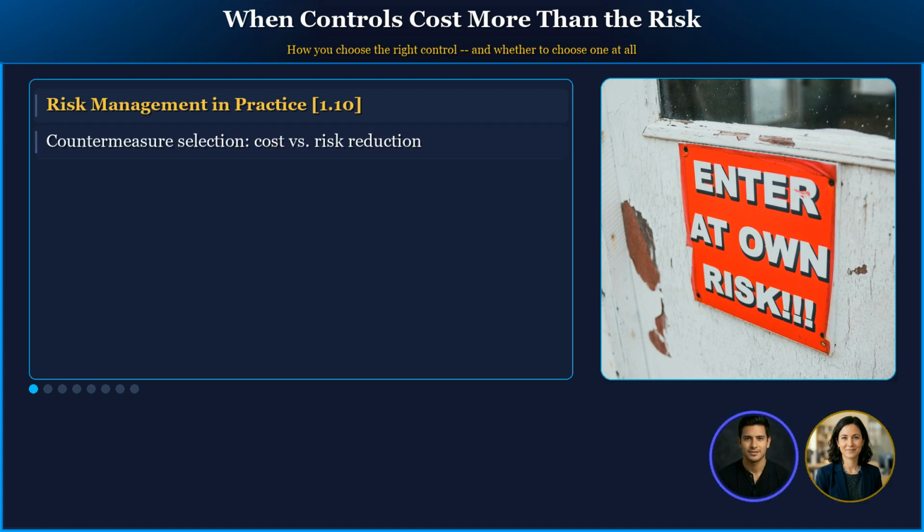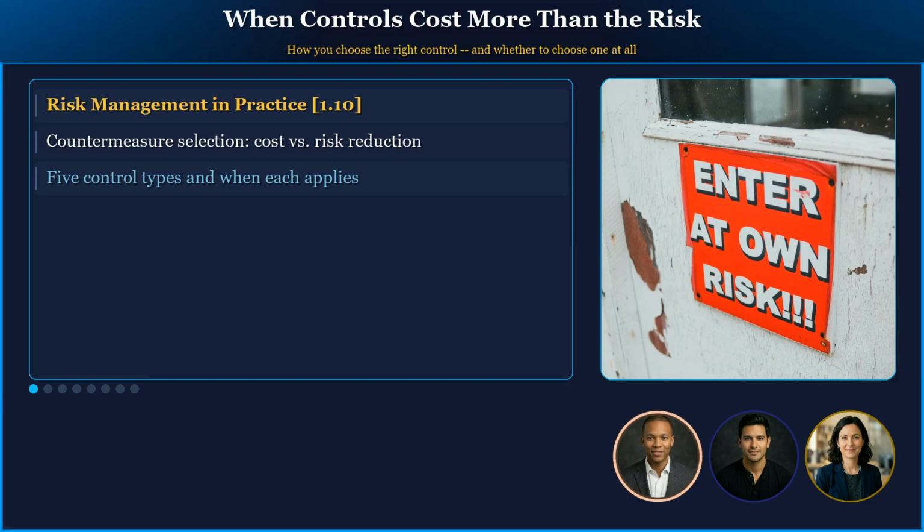That is the trap the exam is waiting to spring. Most candidates can calculate annualized loss expectancy all day long. But the moment the question shifts from measurement to decision, from what is the risk to what do you do about it, the wrong answers start sounding very convincing. And in the real world, it is even messier. I have seen organizations spend $400,000 on a control to protect an asset worth $150,000. That is not security. That is security theater with a budget problem attached to it.